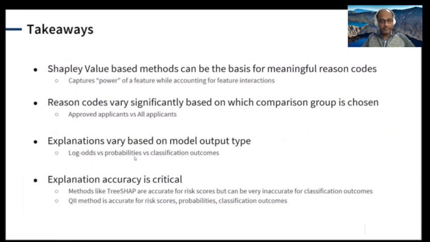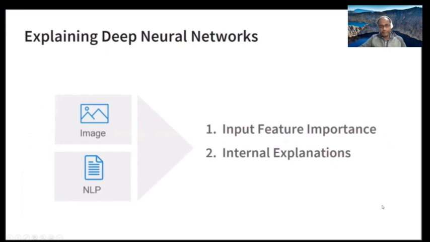Explanations also vary a lot based on model output type. If you're trying to explain log odds using, say, an open source library like TreeShap, versus explaining classification outcomes, which is the kind of thing that's required when you're trying to generate reason codes, let's say under ECOA, the most important features might vary dramatically. Explanation accuracy is also critical. The estimation needs to be accurate for risk scores, probabilities, and classification outcomes.